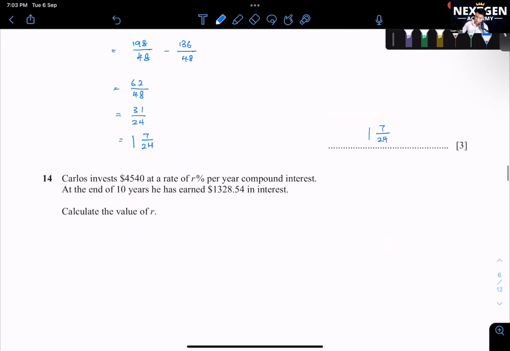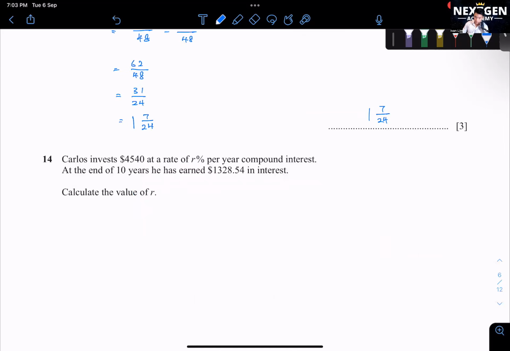Next one. Question 14. Carlos invests 4,540 at a rate of R% per year compound interest. At the end of 10 years, he has earned 1328.54 in interest. Calculate the value of R. Your favorite. Very good. So simple interest, compound interest, memorize the formula. One of them 100% will come out, or maybe both. So let's do a short recap. Simple interest. What's simple interest?